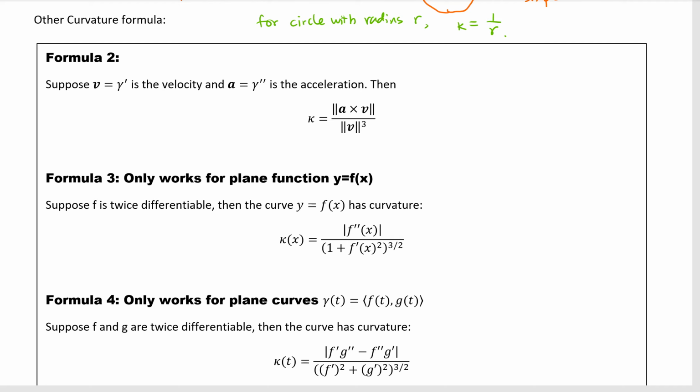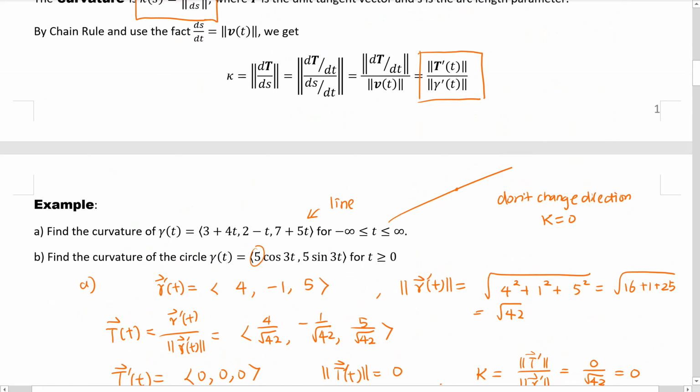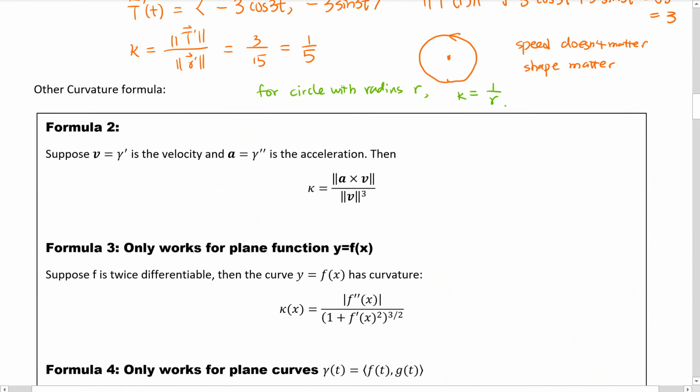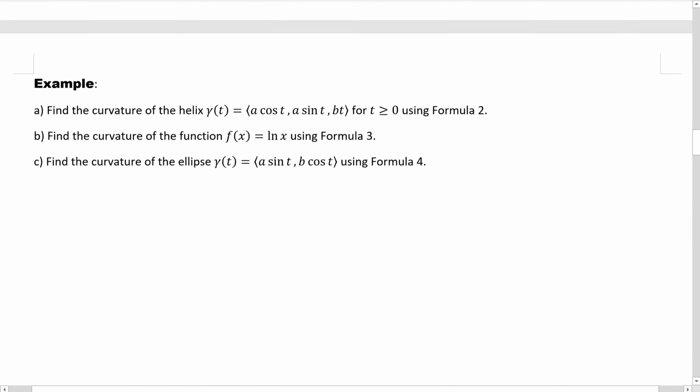So now we have learned 4 formulas for curvature. The first one is, by the definition, we use the magnitude of T prime over the speed. And then we learned formulas 2, 3, 4. Okay, let's continue to look at examples.